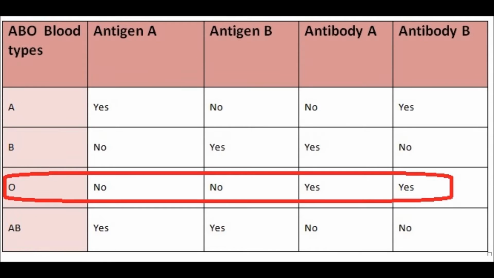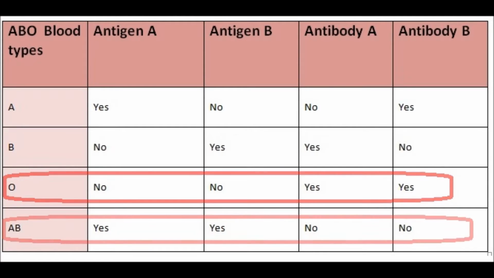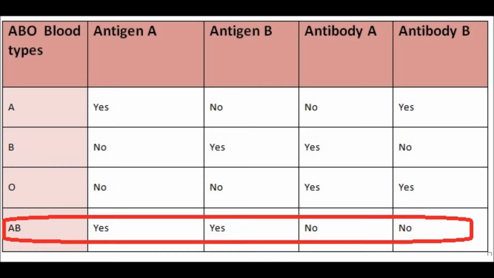Blood type O, on the other hand, has no antigen but it has both antibody A and antibody B as well. And finally, blood type AB has both antigen A and antigen B with no antibody.